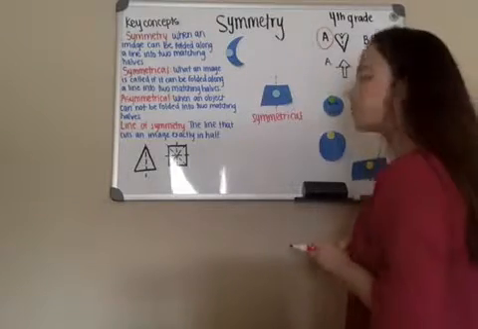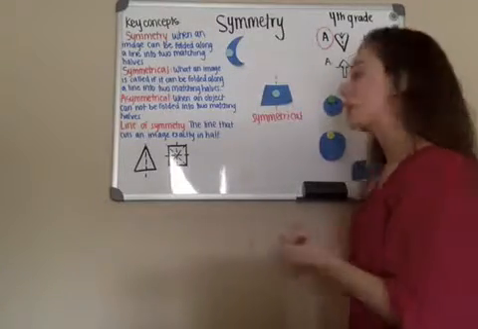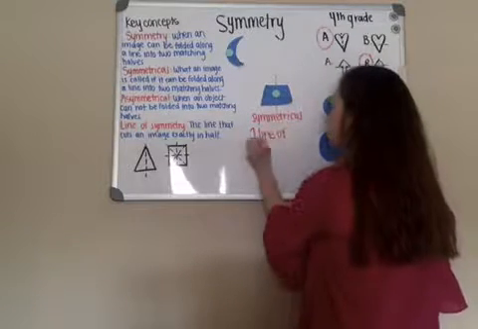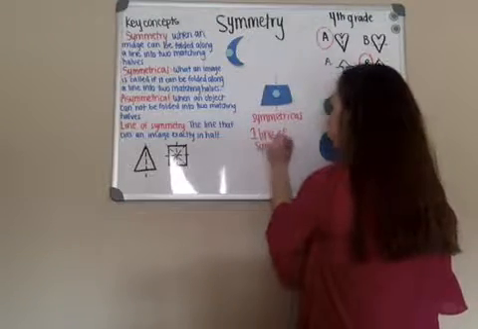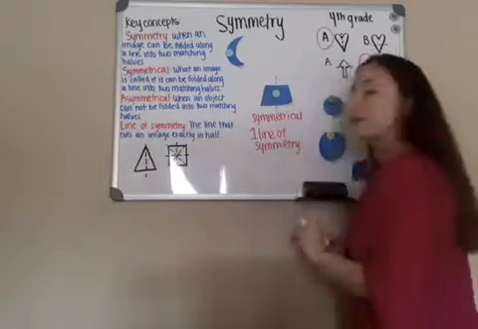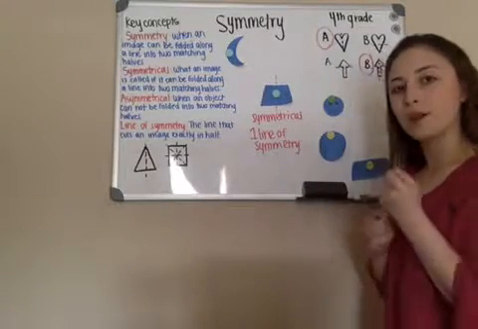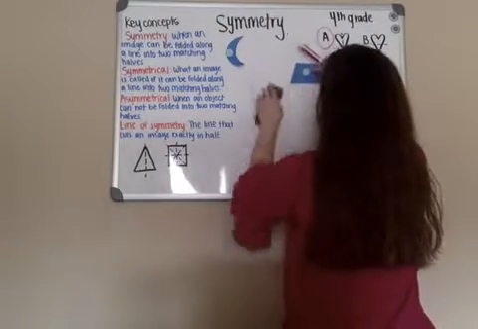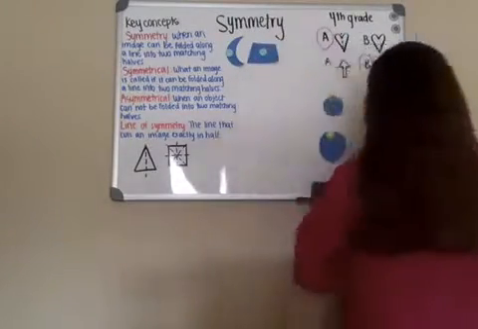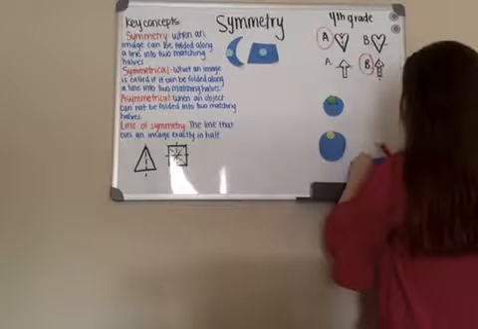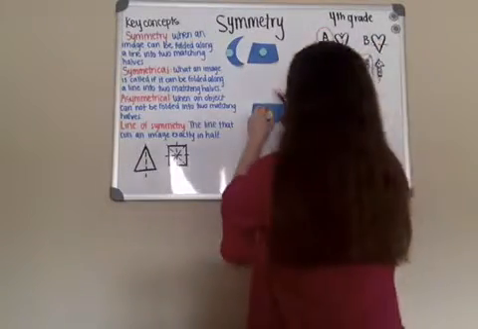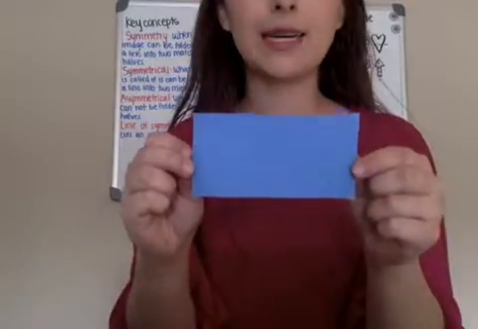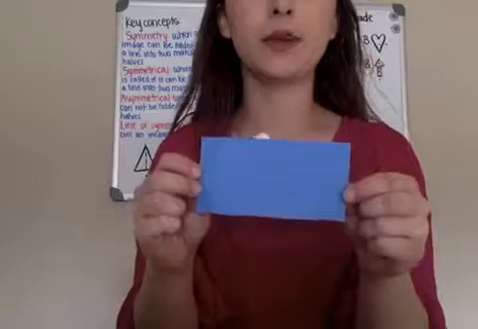Is there any other lines of symmetry? No. So this one has one line of symmetry. All right, is there any questions on this one? Right, now we're going to move on to the next one. All right, this is our next image. Can anyone tell me whether this is symmetrical or asymmetrical?